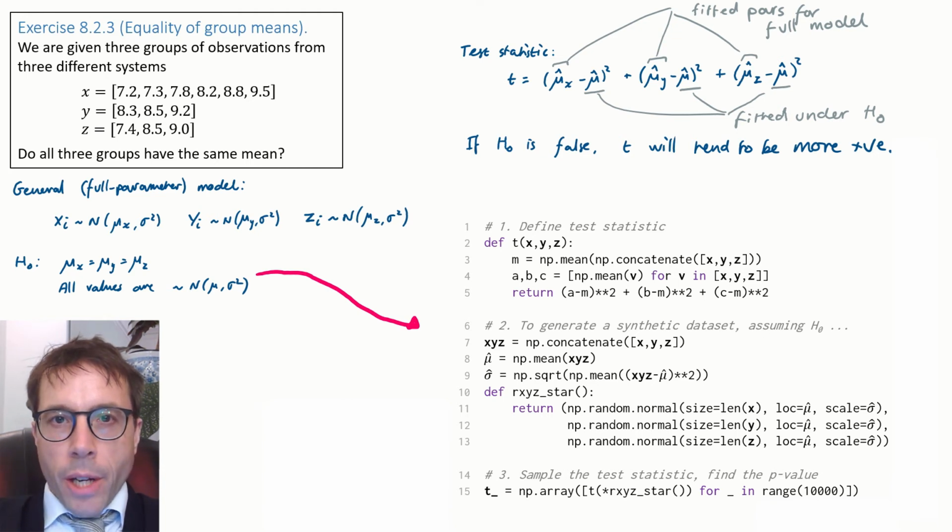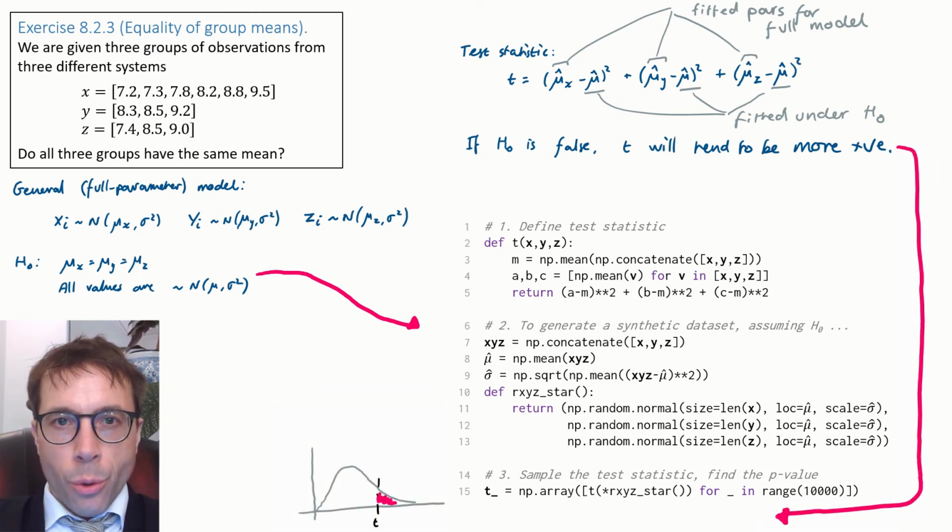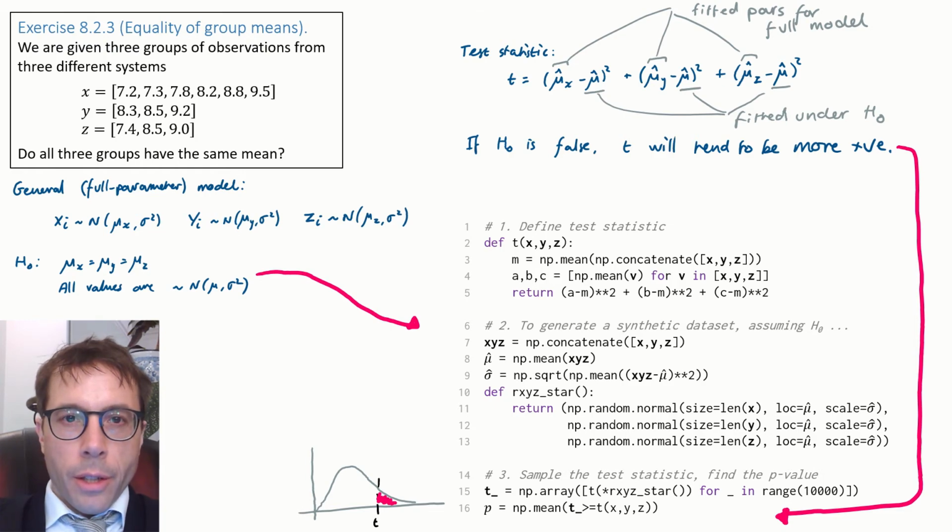Remember, the p-value is the probability of seeing a test statistic more extreme than the one we actually saw, assuming h0 to be true. And what does more extreme mean? We said earlier that if h0 is false, then t will be more positive. In other words, extremely positive values for t are evidence against h0. So we want a one-sided test. In other words, the p-value is the fraction of observations that fall in the right-hand tail of the histogram. And this last line is the code for computing it.